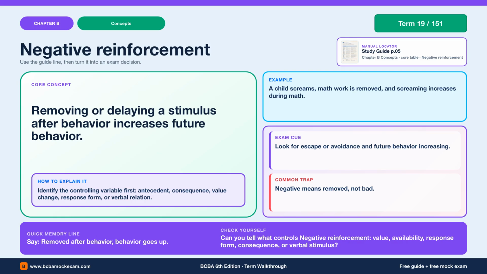Pause on this case. The worksheet was removed and screaming increased later. That is reinforcement, even though the behavior is a problem. Memory line. Removed after behavior, behavior goes up.